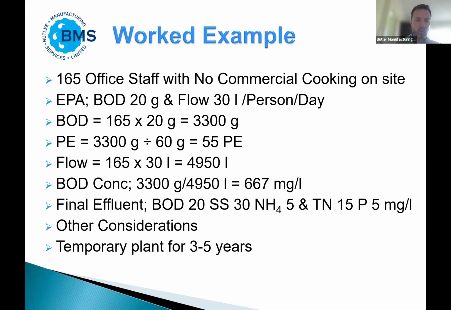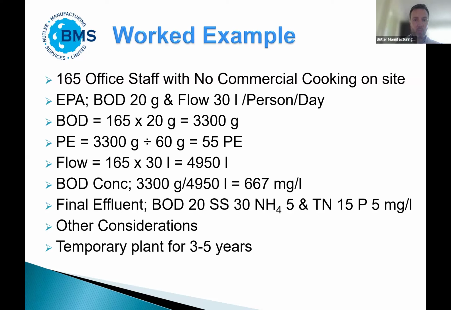So to work out the population equivalent, we work out the total BOD, which is 3,300 grams. Then the population equivalent is worked out simply by taking the total BOD, 3,300 grams, and dividing by one population equivalent, which is 60 grams, which gives us 55 population equivalents.